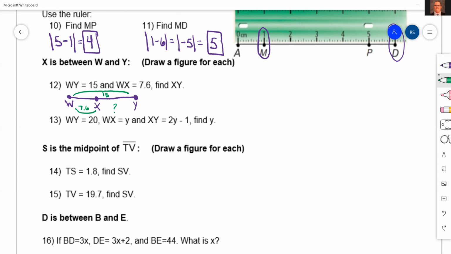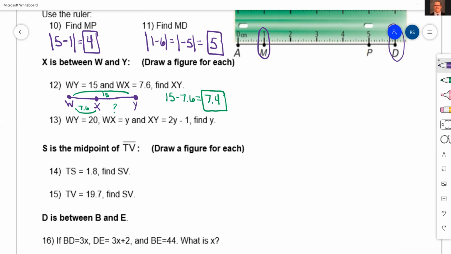Yep, there's two different ways. One way, you probably already have said it. We'll subtract 15 minus 7.6. 15 minus 7.6, I get 7.4. That's one way, and that's certainly the right answer here. No doubt about that. If you wanted to, you could set up an equation, but I'm going to save that for number 13.